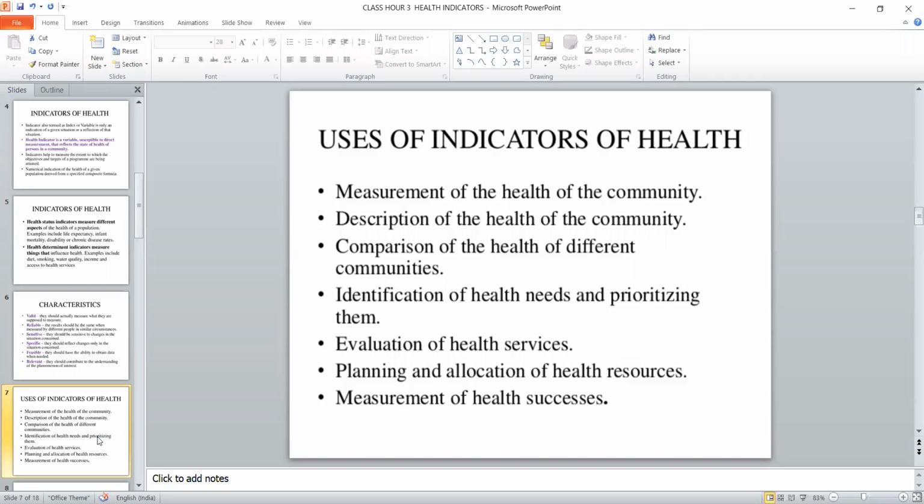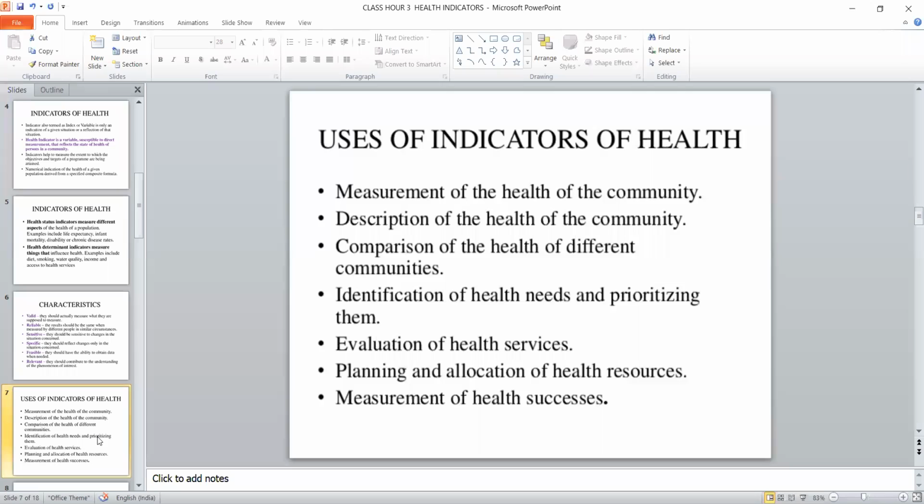Suppose we don't know how health can be measured, we don't know the right health indicator, then it is not possible to frame the policy. So for that we need some health indicators. The next one is in the economic way. We can plan and allocate the health resources: number of doctors, number of paramedical persons, number of medical providers, all these things we can plan and allocate. For that we need the health indicators.